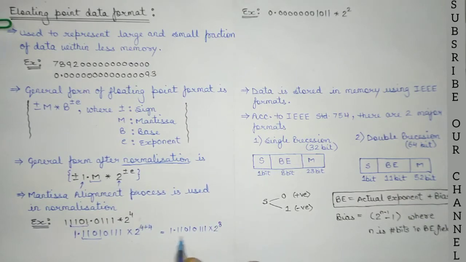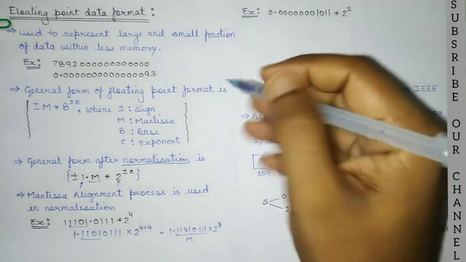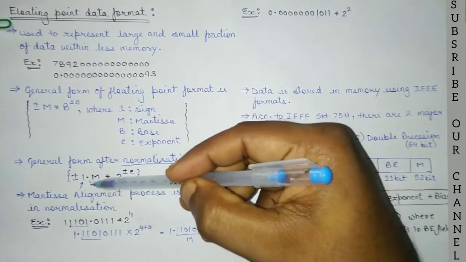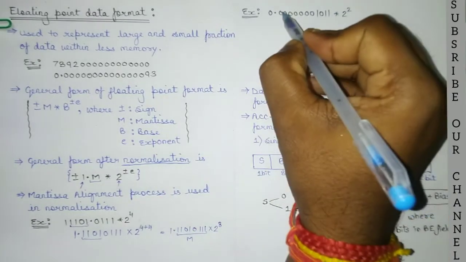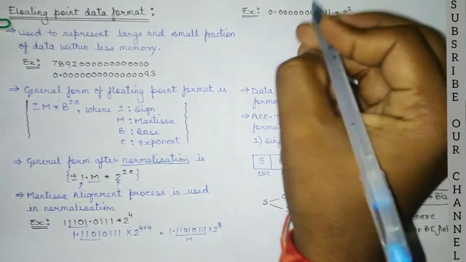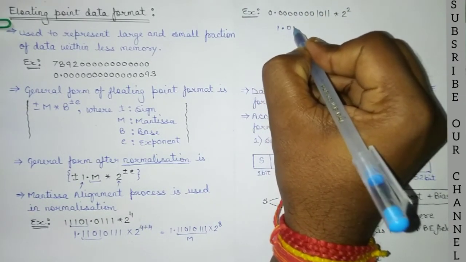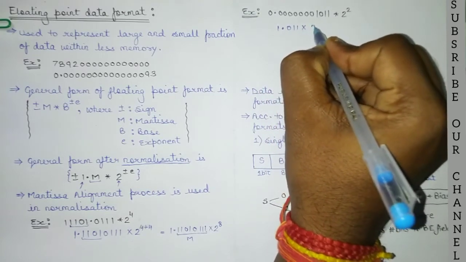Now you can see that this particular value is in the same format, where this is known as mantissa or fraction, right? Similarly, if you are having a value like this, here also we have to make sure that the particular value is in this format. So what we will be doing is shifting all these values onto the left hand side, so we will be shifting it like this. It will be 1.011 and this will be 2 to the power 2.